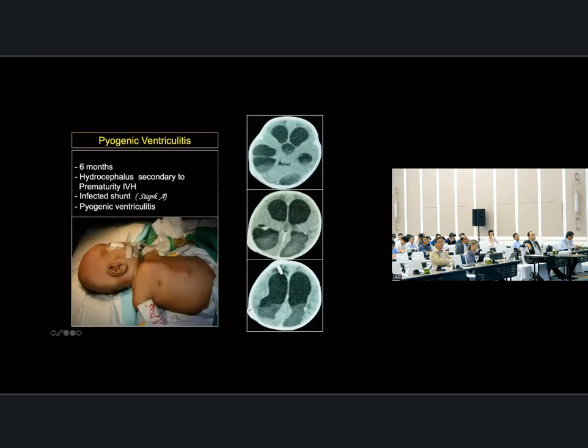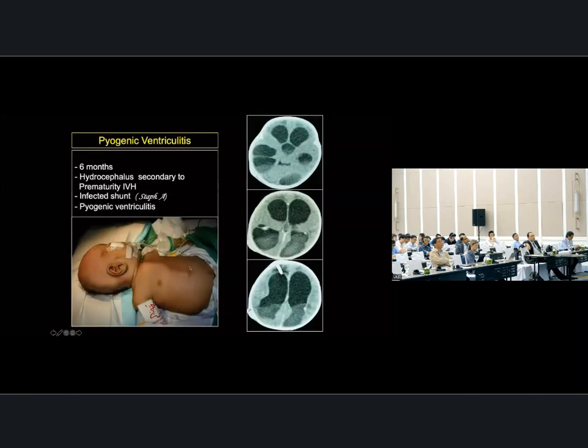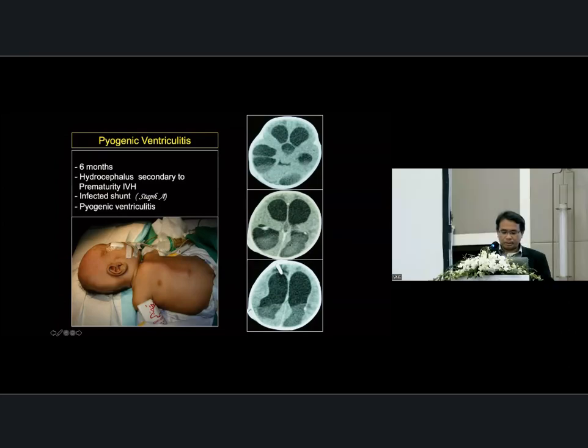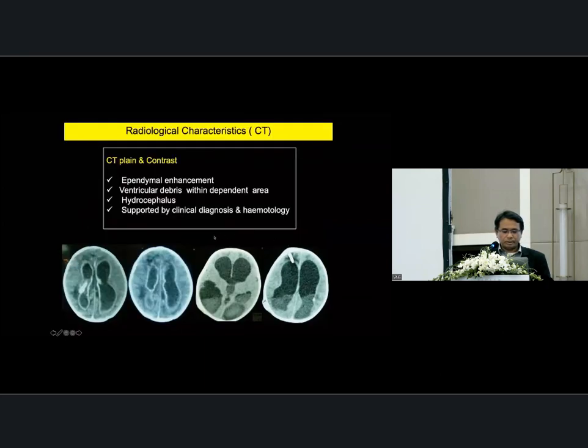This is one example of a 6-month-old baby who presented with prematurity intraventricular hemorrhage and hydrocephalus. A VP shunt was done and subsequently infected with Staphylococcus aureus, and the patient came in with sepsis. You can see from these images there is pus ascending along the shunt tract. And from the CT scan, you can see a sediment within the ventricle at the dependent part, at the occipital horn. When we do a contrast, you find that there is ependymal enhancement and ventricular debris, and the presence of hydrocephalus, and clinically the patient is in sepsis.